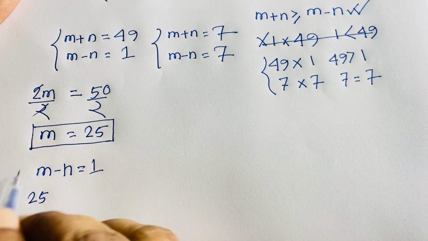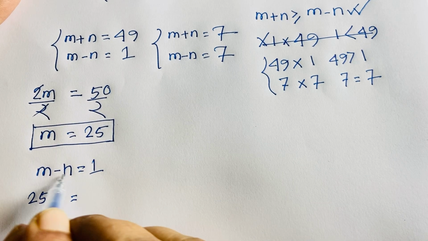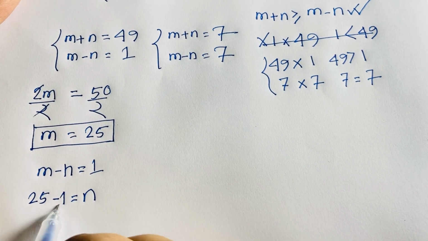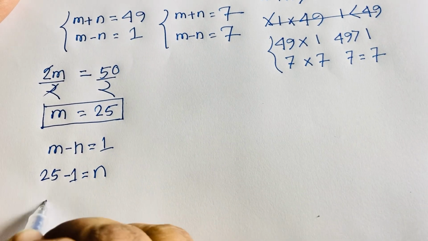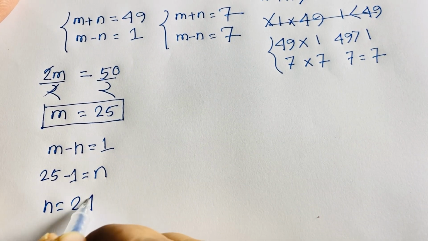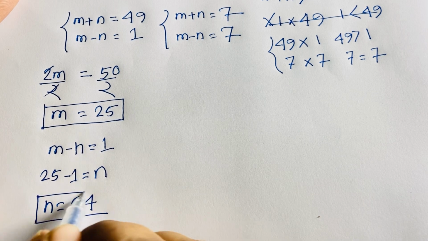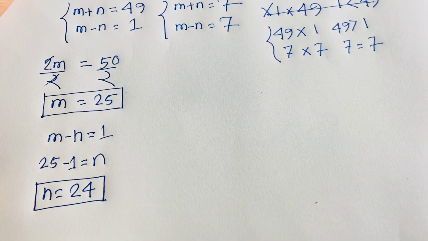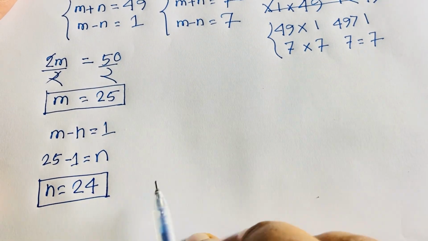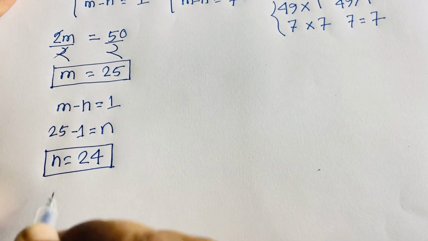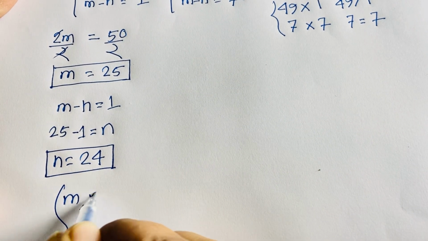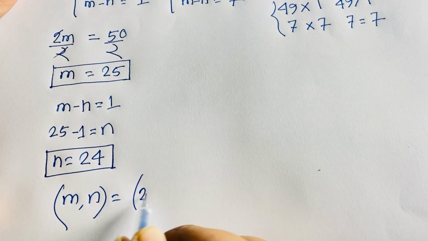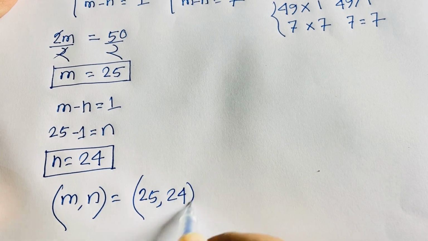If I move this 25 to the other side, it will be negative, and this n moves to the other side, it will be positive. So I can say easily that n is equal to 24. So when m is equal to 25, n is equal to 24. So our answer for m and n will be 25 and 24.